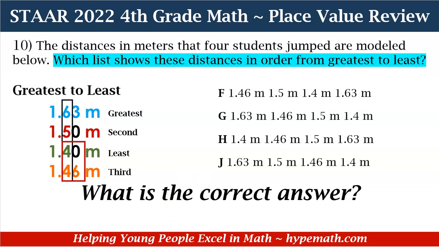All right, Miss Jackson has some technical difficulties. She's back. I had to straighten up my slide. I don't know what happened, but we're back. So in order for us to find the correct answer, we know what our list is from greatest to least. Now we can look at our answer choices to determine what is the correct answer.